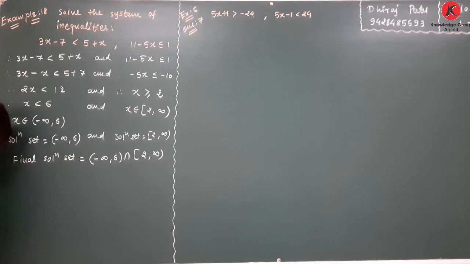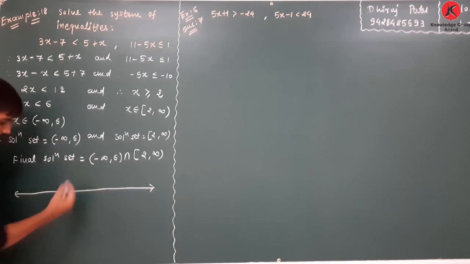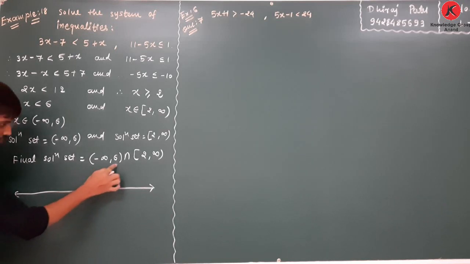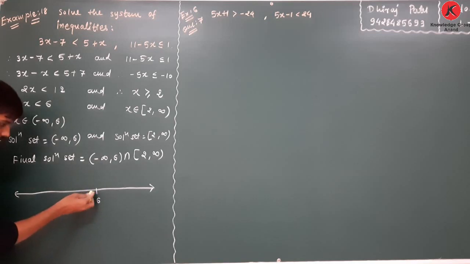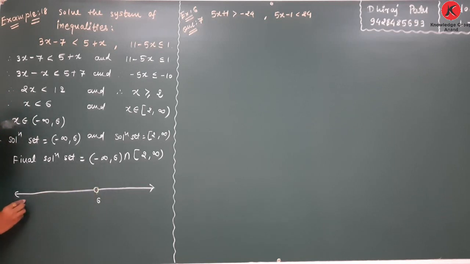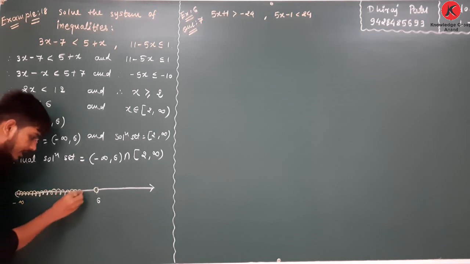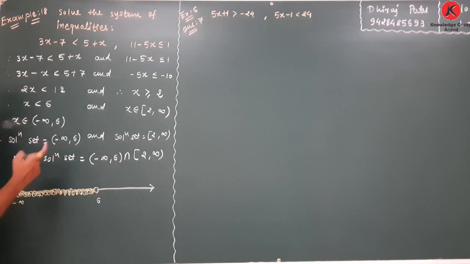See here, this is the number line. First represent the portion minus infinity to 6. This is 6 here. 6 is not to be included, so we follow a round. Minus infinity to 6 portion is represented by yellow chalk here. Okay, this is the portion of minus infinity to 6. Now represent this on the number line also.